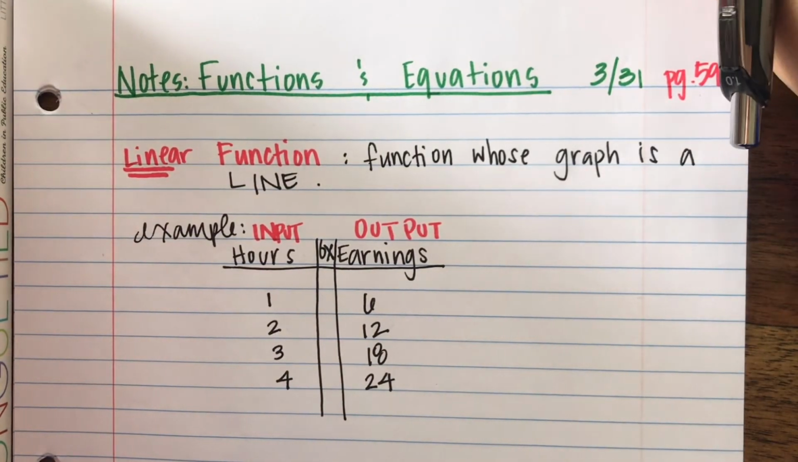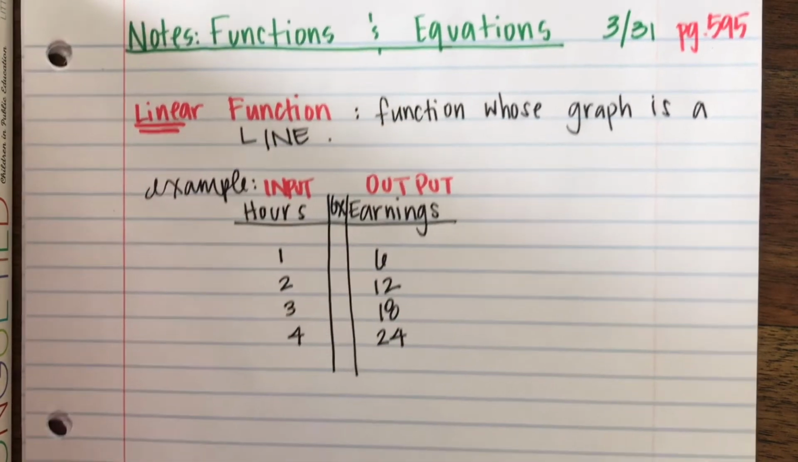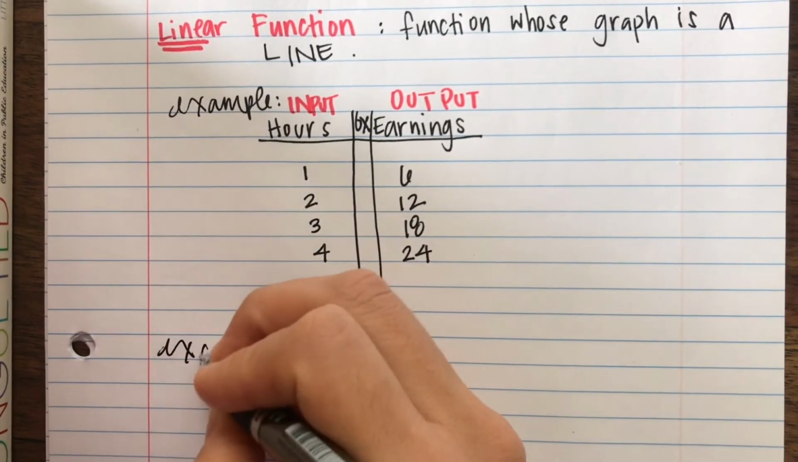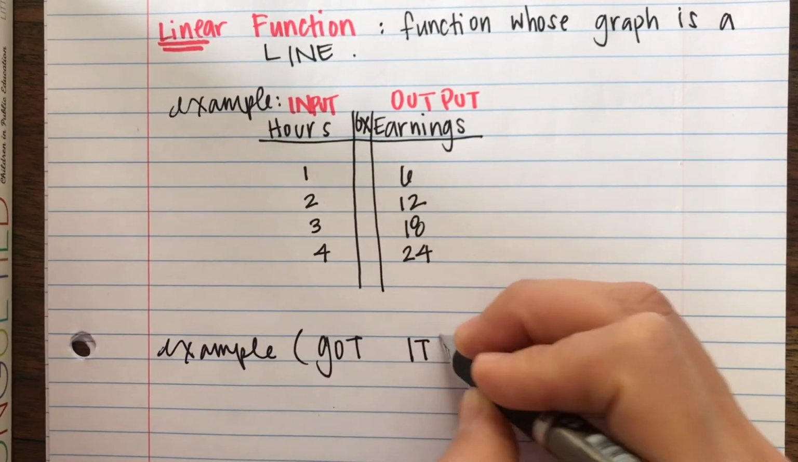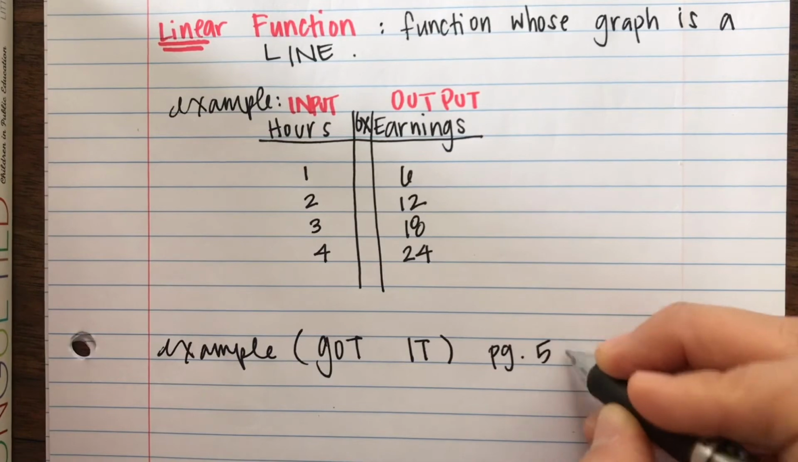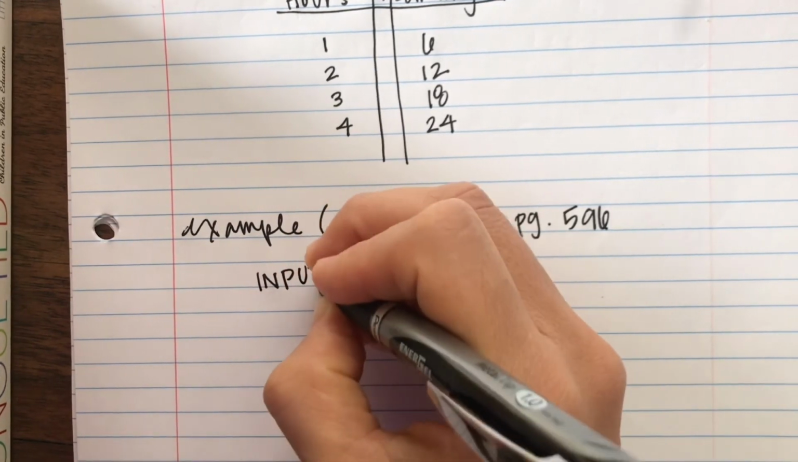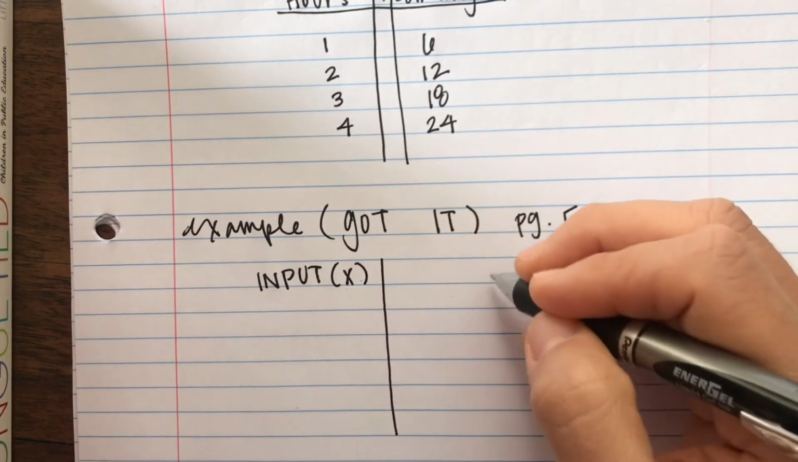Let's look at some examples. So I'm going to skip down to the got it problem on page 596. The problem is giving me a table, and my job is to figure out what the function is. So here's the table. Here's example. And I'm going to say got it from page 596. Okay, so the data I have here is I've got my input, x. I'm going to leave a space in here in the middle.